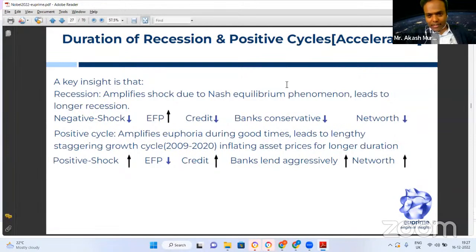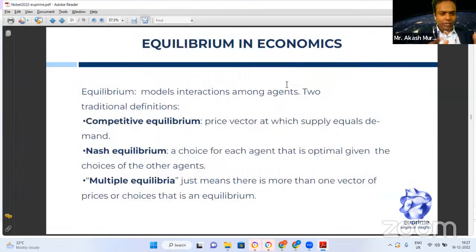I think we're running out of time, so I'll just quickly run through some of the other concepts. As I previously told you, there is a notion of equilibrium here.